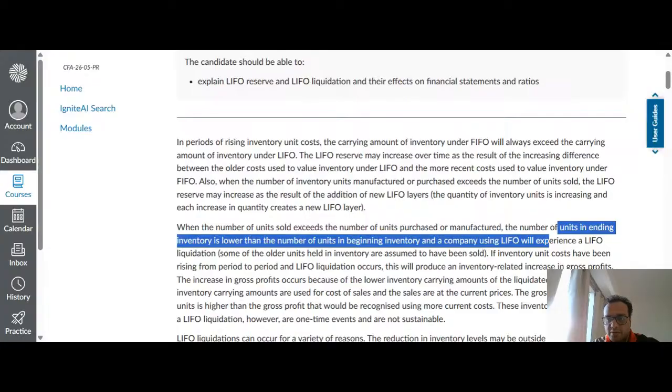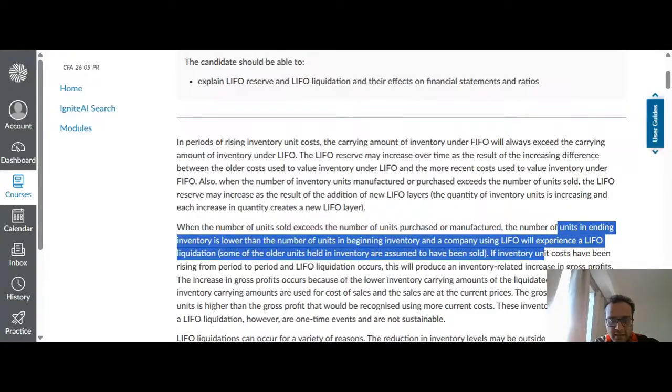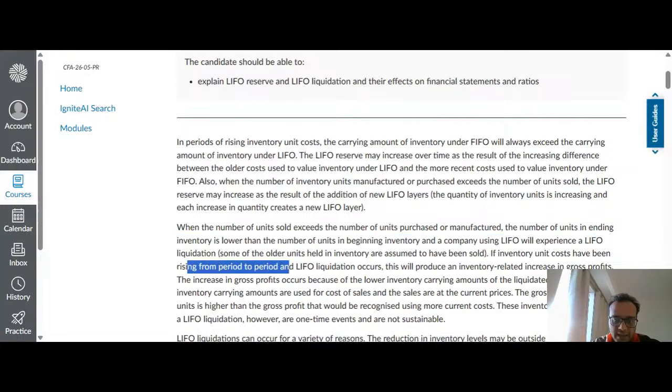Okay, and the company that uses LIFO will experience LIFO liquidation. Some of the older units held in inventory are assumed to have been sold. If inventory unit costs have been rising from period to period and LIFO liquidation occurs, मतलब मैंने इस साल पहले के साल की इन्वेंट्री बेची, उसका मतलब इसके पहले के साल की थोड़ी इन्वेंट्री बाकी है. This will produce an inventory related increase in gross profits.